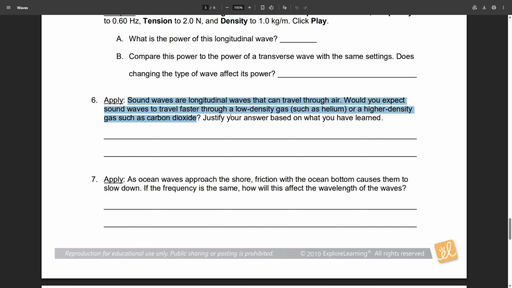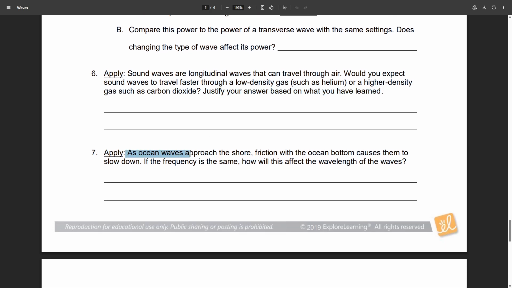And all you have to do is run two longitudinal waves and just increase and decrease the density, and that should help you find that answer. All right, and you can justify it. That's a big thing that they want you to do in these state tests, is justify with your evidence.